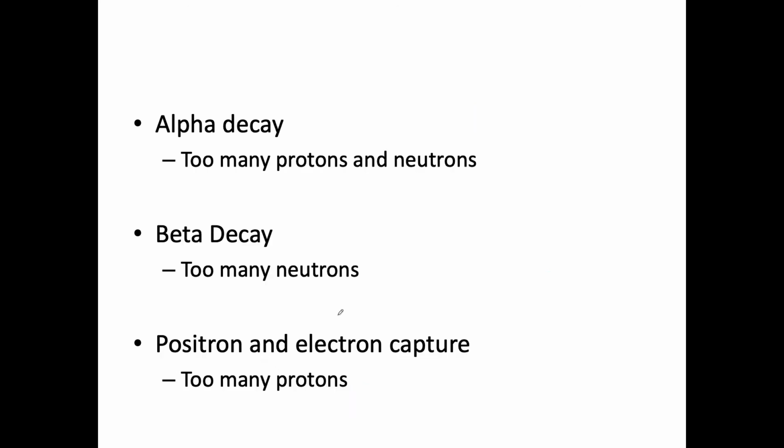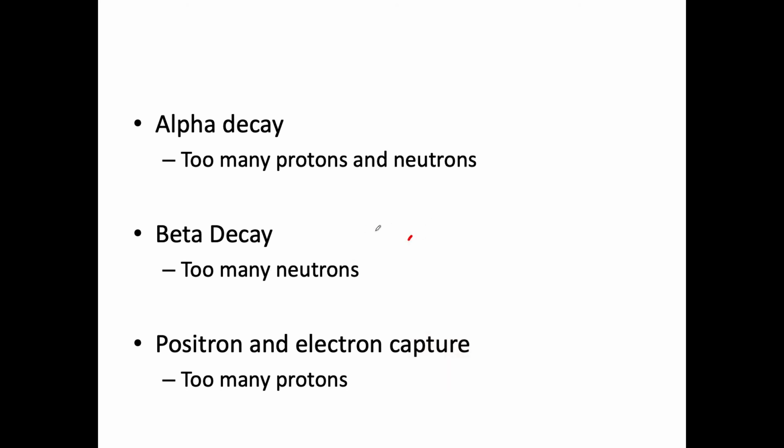Now, we have alpha decay because we have too many protons and neutrons in the nucleus. And to get stable, it ejects a helium nucleus, and then it tries to become more stable. Sometimes it does, sometimes it doesn't. Beta decay has too many neutrons.